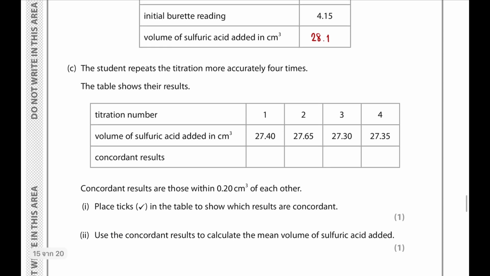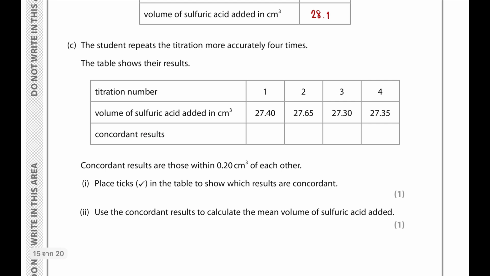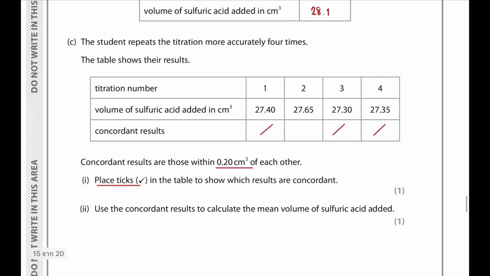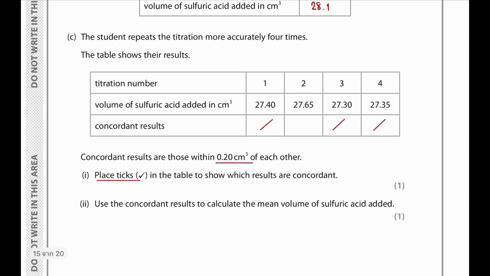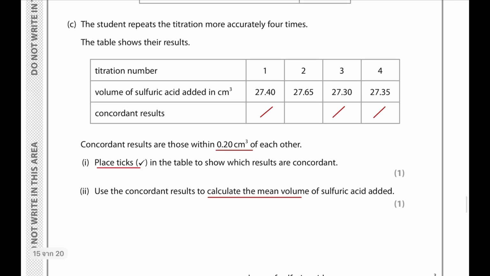Then question C. The student repeats the titration more accurately 4 times. The table shows their results. Concordant results are those within 0.2 cm cube of each other. So place ticks in the table to show which results are concordant. So 0.2. So starting with this, and this. And then use the concordant results to calculate the mean volume of sulfuric acid added.